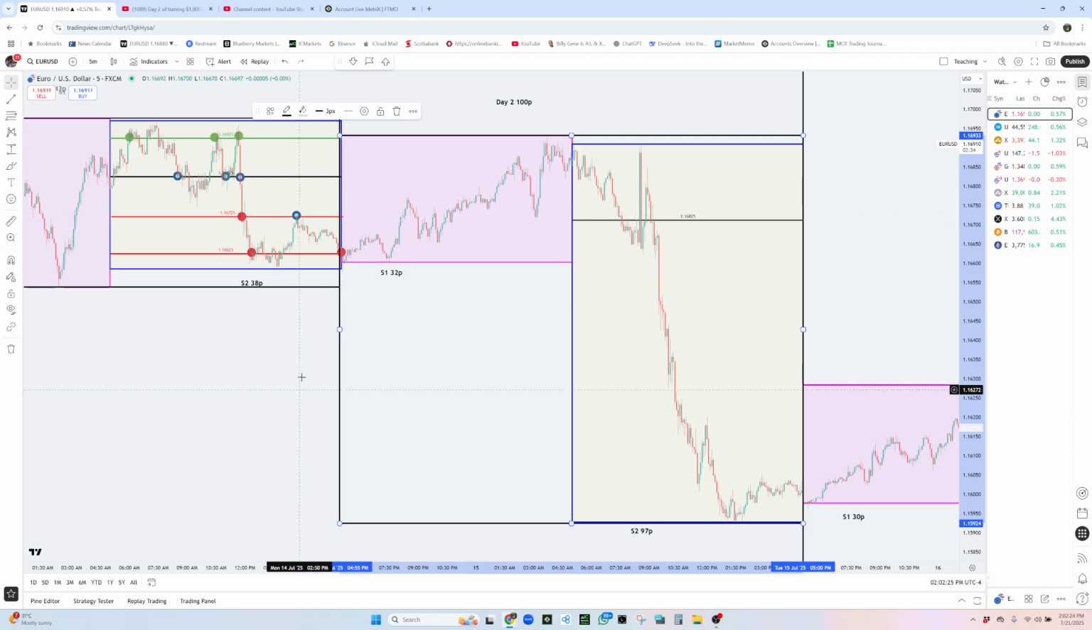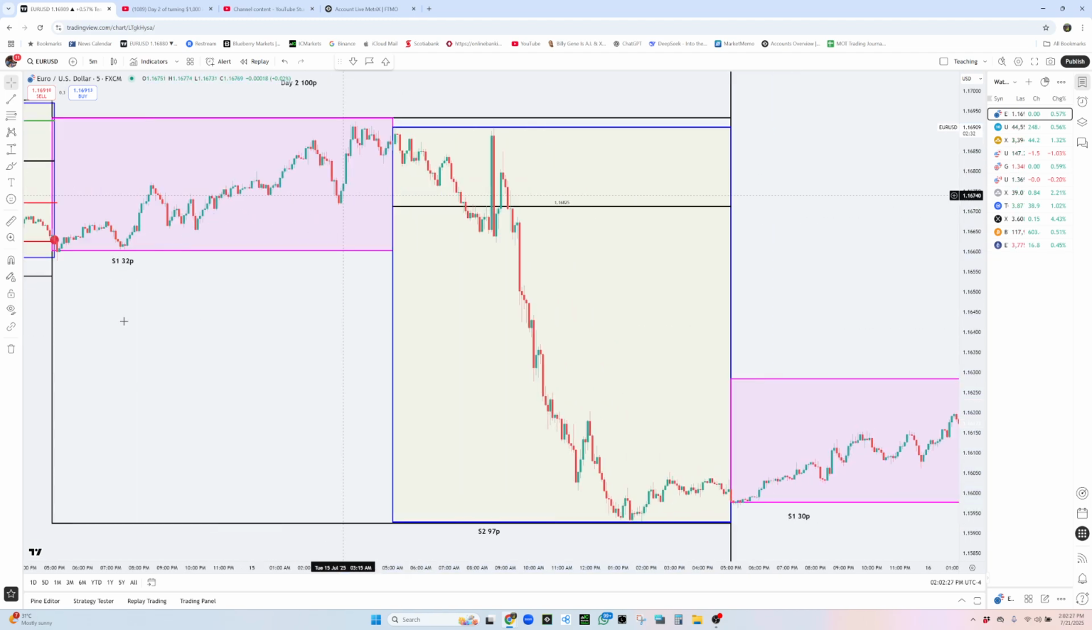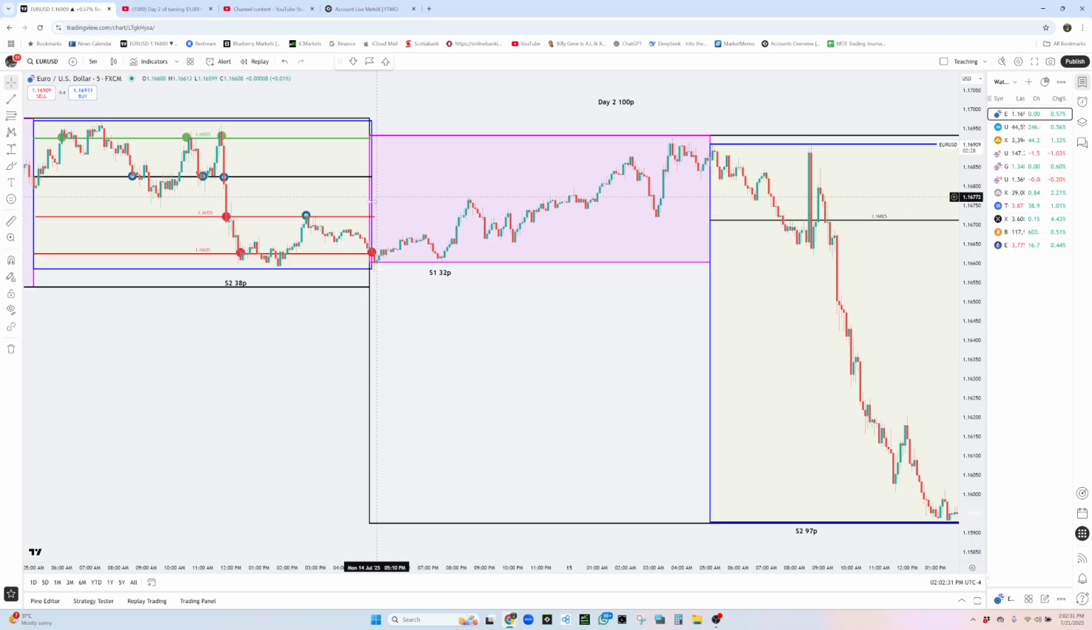I think I have to put this one actually, this blue one. And it's kind of difficult sometimes. Let's see if we are lined up. Yes.